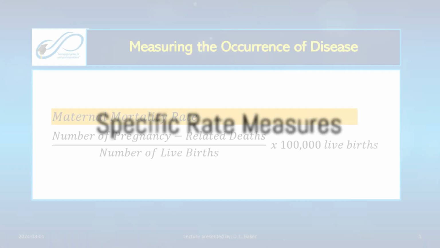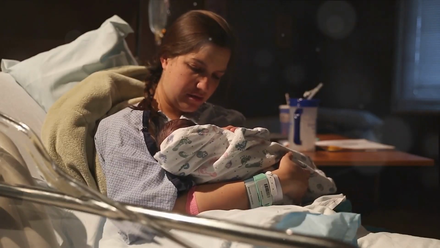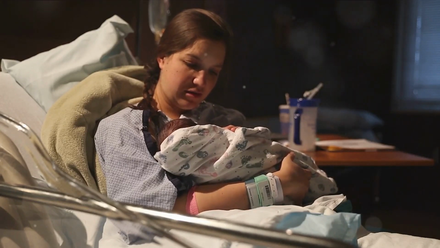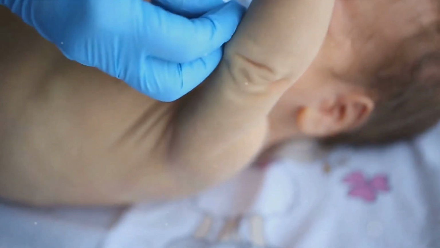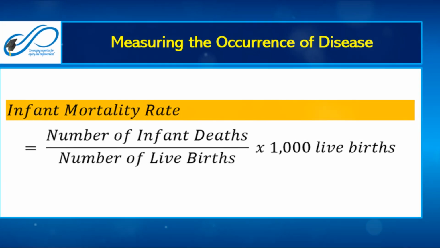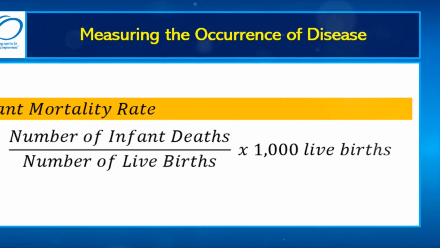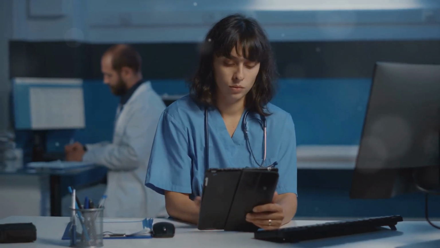One crucial rate measure is the maternal mortality rate, indicating the number of maternal deaths per 100,000 live births. This rate is a vital index of maternal wellness. Likewise, the infant mortality rate aids us in gauging the health of newborns. It represents the tally of infant deaths per 1,000 live births before reaching the age of 1.